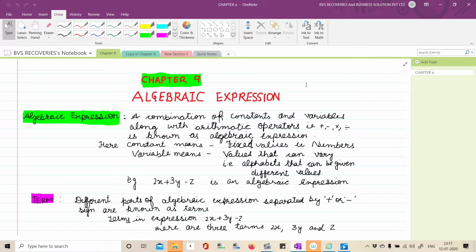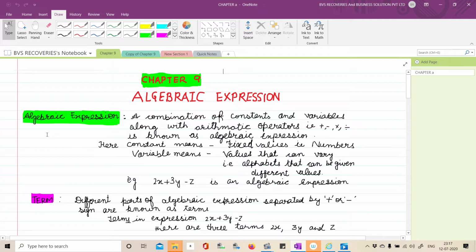Now the thing is, what is a constant? Constant means the fixed values, that is, numbers. So all the numbers are constants. And then variable. Variable means values that can vary. That means the alphabets. All the letters that we use are variables.